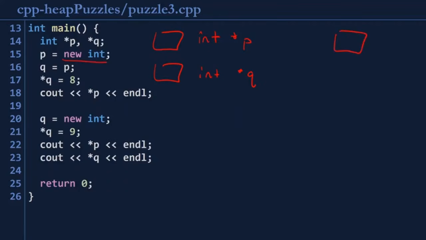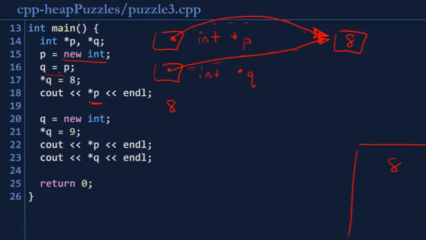P is then going to be equal to a new int, so new heap memory is going to be pointed to by p. Q is going to take on the value of p, so it's going to point to the exact same memory. And then the value dereferenced by Q is going to be 8, so we follow Q's pointer and put 8 in this memory. Then we're going to output the dereferenced value of p. So the dereferenced value of p, following the pointer, is 8. So the first output we expect to see is 8.